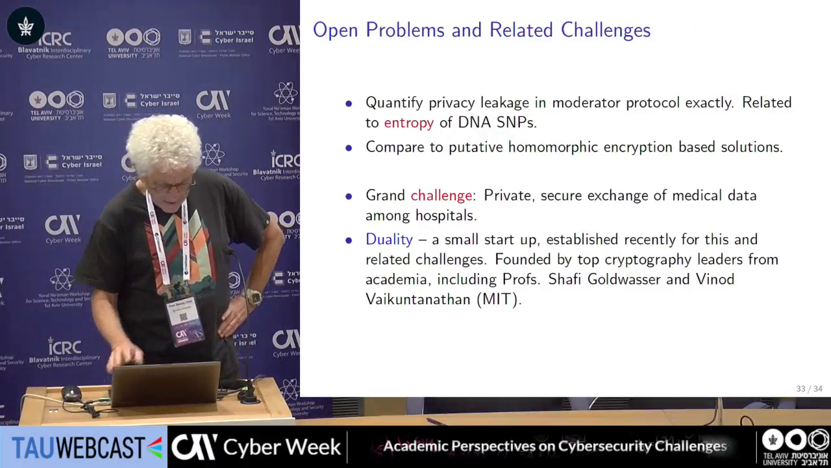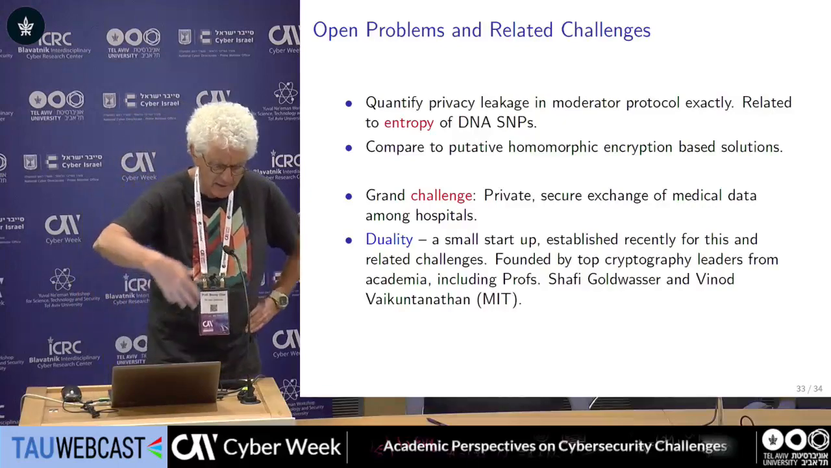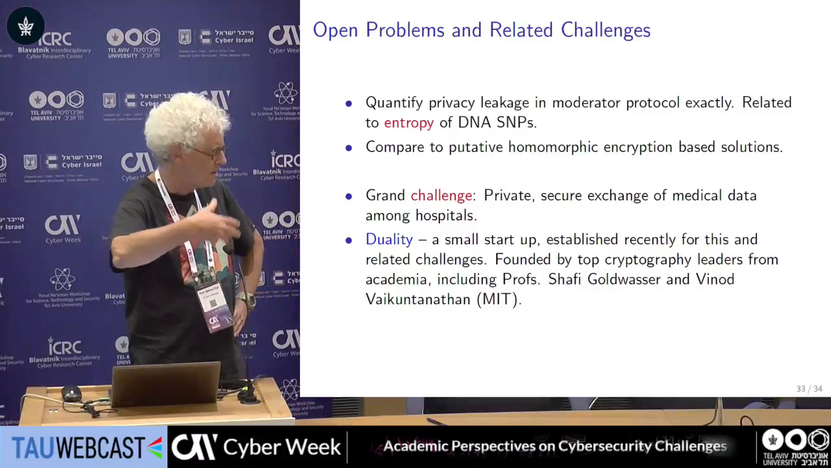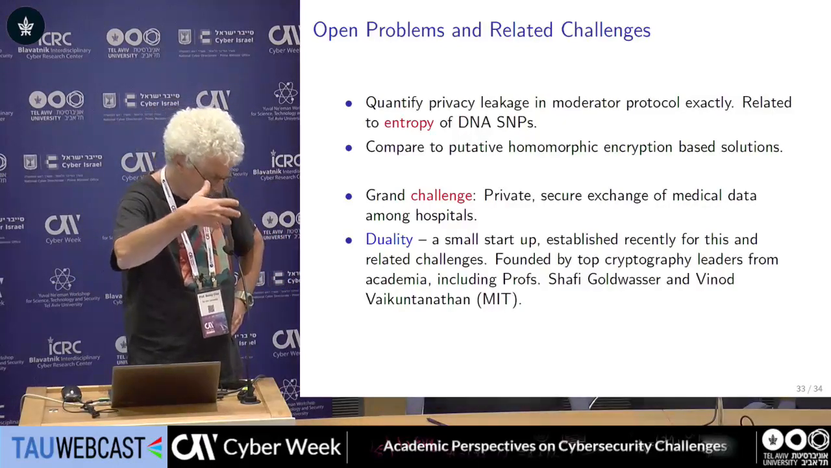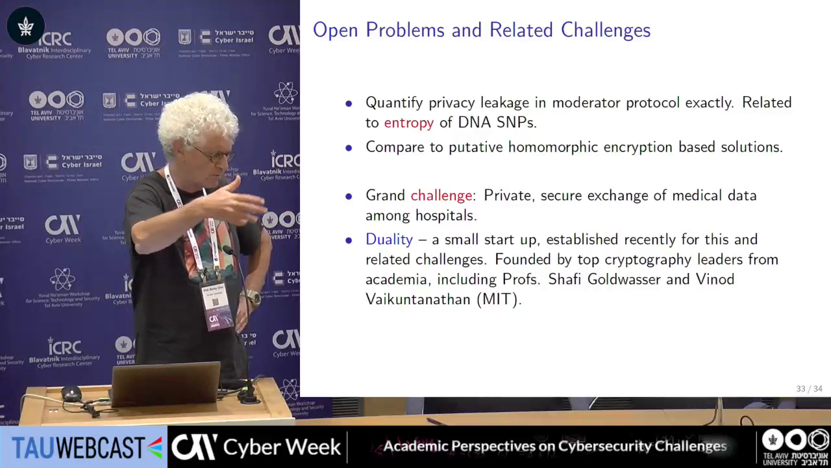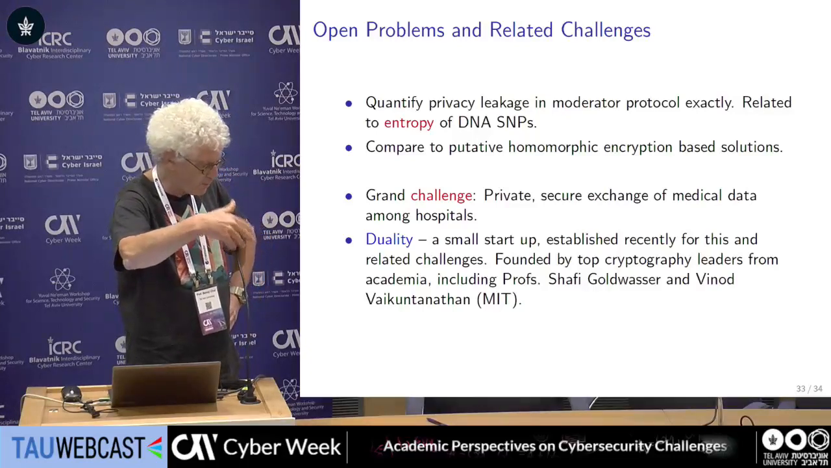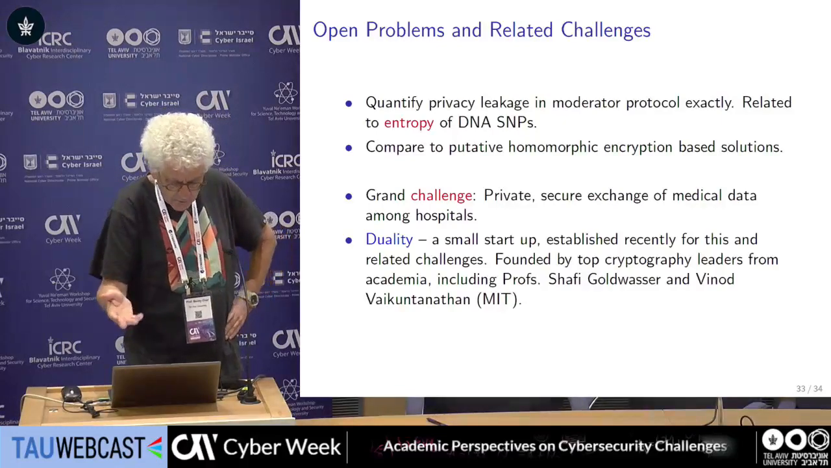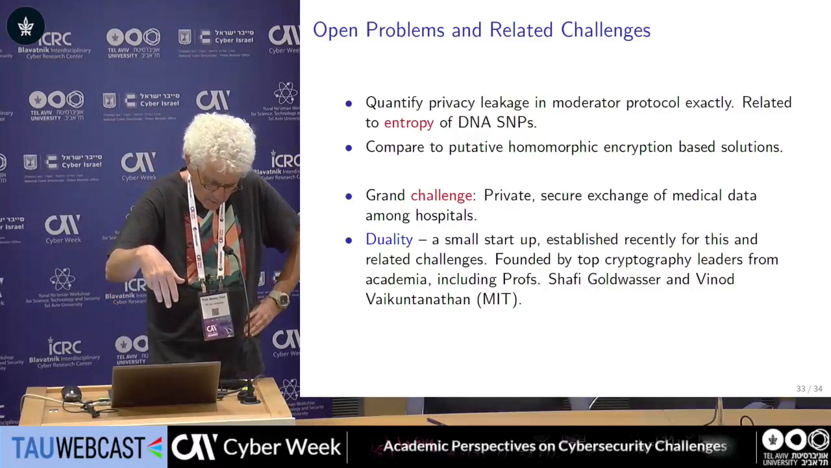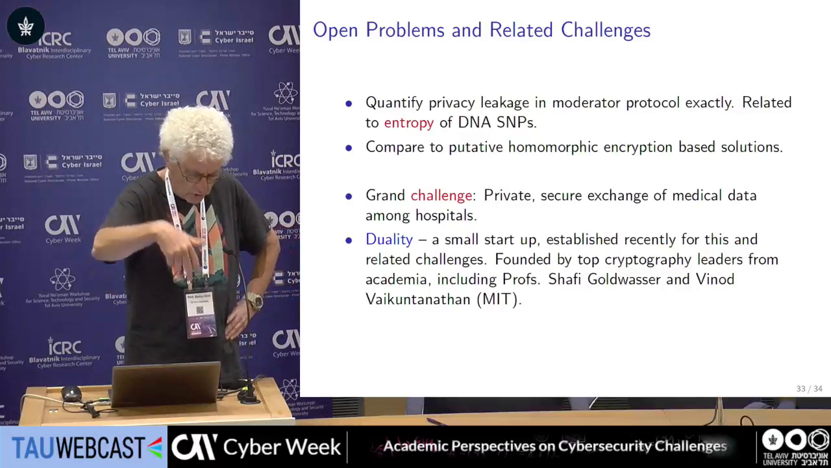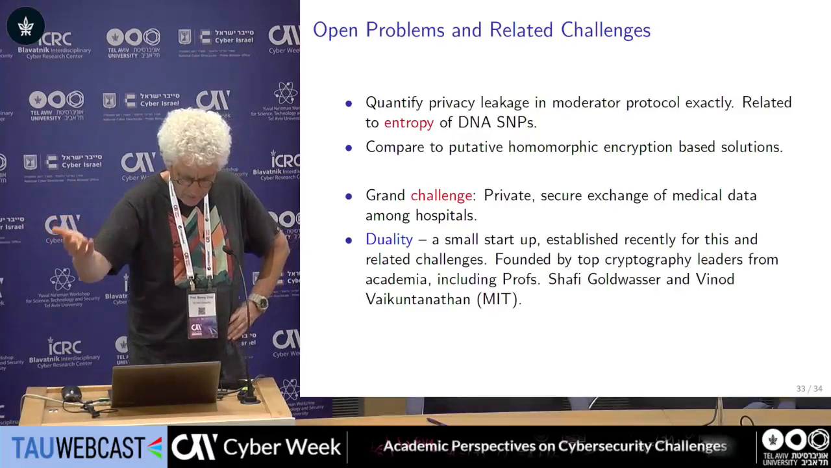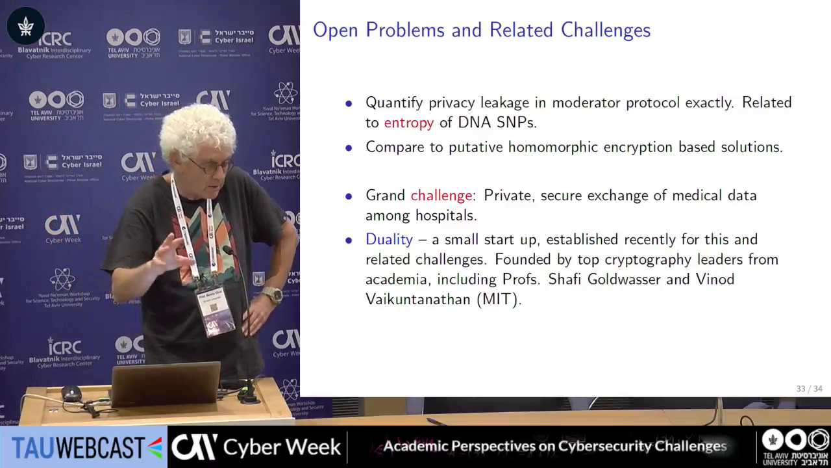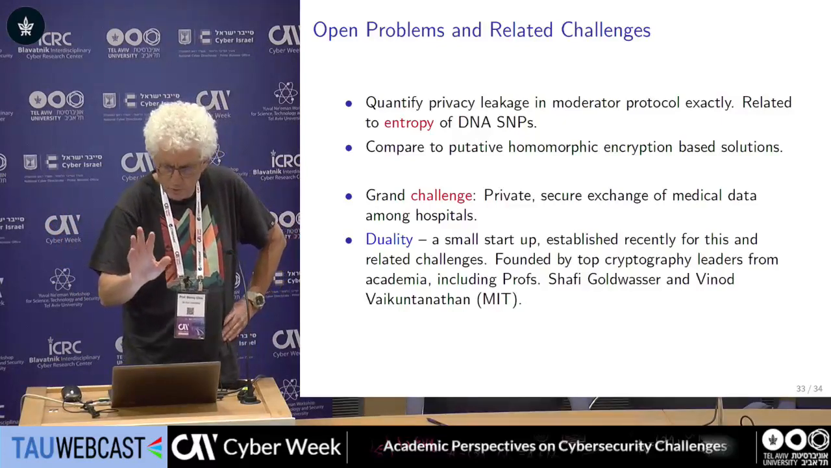I just want to say that this issue of privacy of data, which is related to privacy of biologically related data, is an issue people think about. Among others, there is a company that was established here, but there are many experts like Shafi and Vinod from MIT who are interested in solving such things in particular.